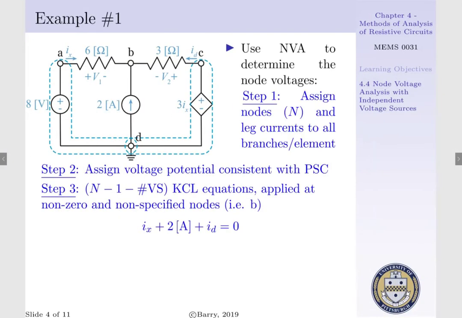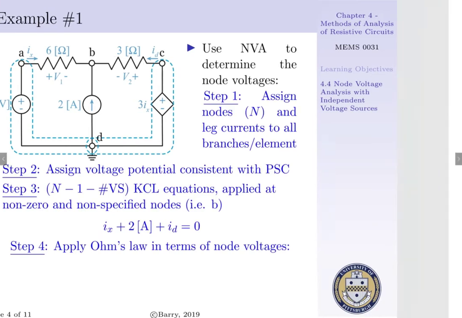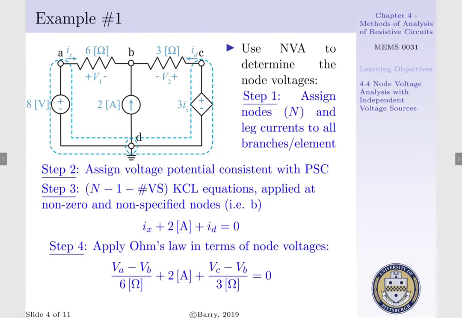Our KCL equation at B can be stated as follows. Ix plus 2 amps plus ID is equal to 0. Step 4 is to apply Ohm's law to our KCL equation in terms of our node voltages. That is, Ix can be expressed as VA minus VB per 6 ohms, plus our 2 amps entering, plus ID, which can be expressed as VC minus VB per 3 ohms, is equal to 0.